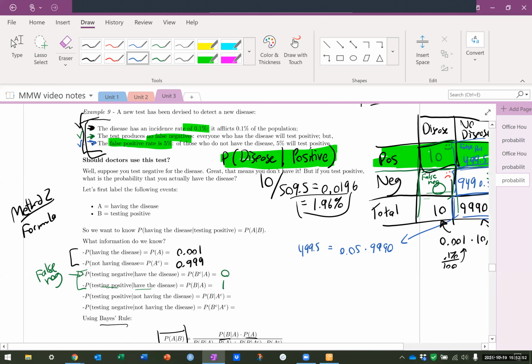And lastly, let's look at this third piece of information. The false positive rate is 5%. The false positive rate is when you test positive and you don't have the disease. So that would be 5%. And testing negative and not having the disease is also the complement to that. So if you don't have the disease and you test negative, that's going to be 1 minus 0.05.